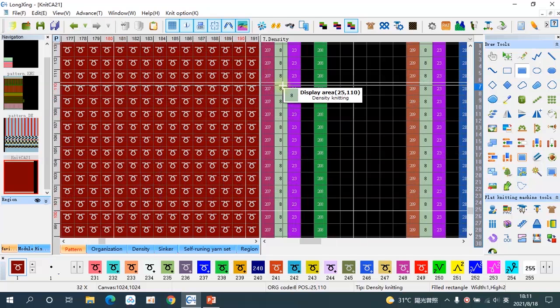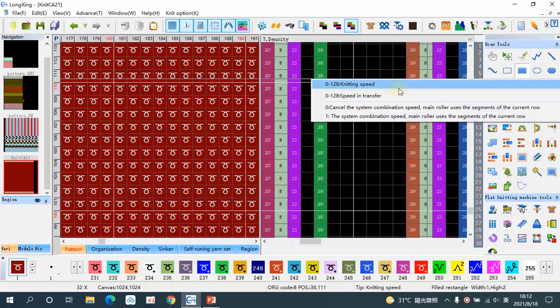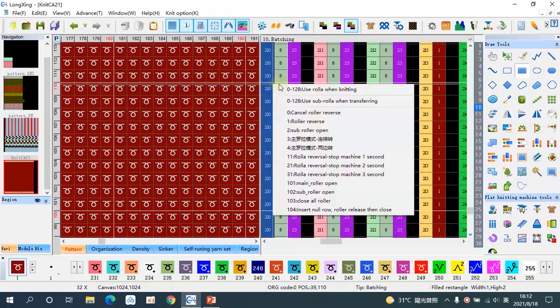Right-click on function line 207. Now you can see they have density knitting, stitch when transfer. Generally, only these two kinds of density segments are used. The first row shows the knitting density. The second row shows the transfer density. Similarly, the speed is divided into the knitting speed and transfer speed. Batching is divided into rolling in knitting and rolling in transfer.